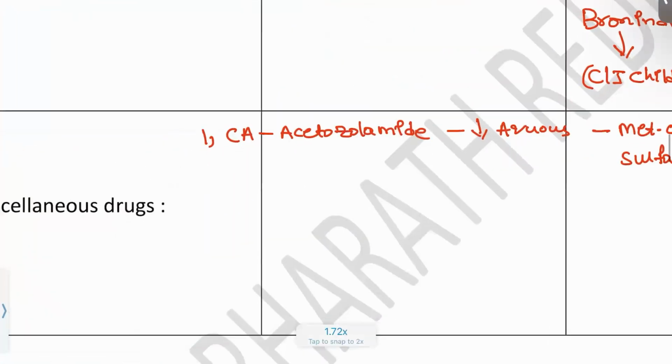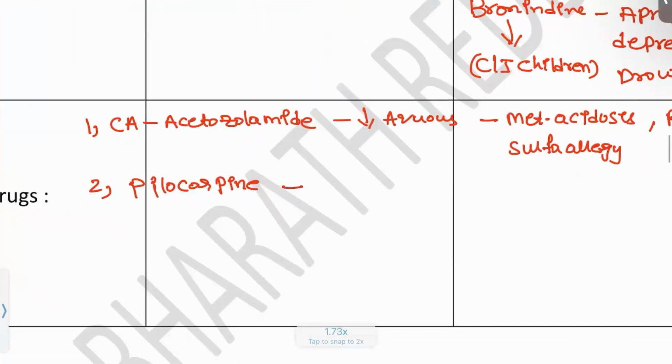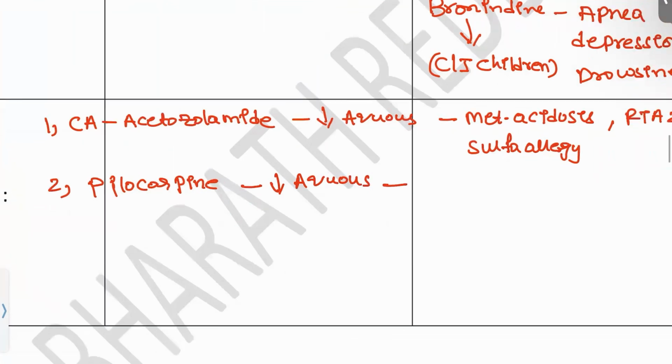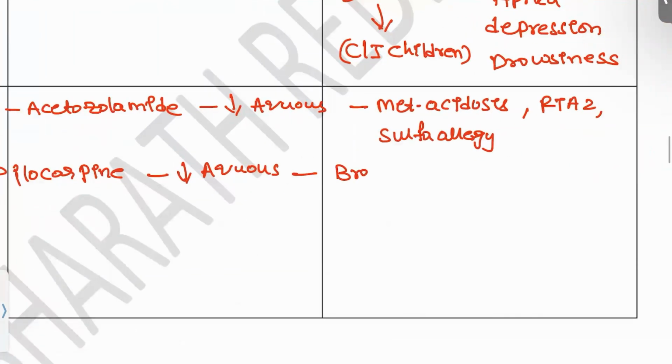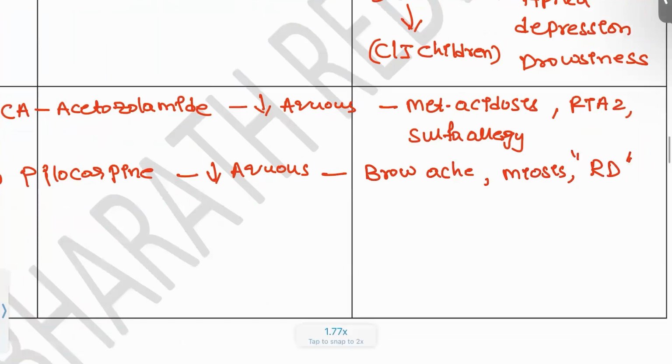And next, moving on to another type of drug, that is the miotics. Mostly the miotic that we can give is pilocarpine, and pilocarpine is usually also preferred in patients with closure angle glaucoma. So this will also decrease the aqueous production in the patient. After that, there is a high chance that the patient can have brow ache. Okay, the eyebrow can have pain, and also miosis, and rarely this patient can also have retinal detachment, which is rarely seen in this patient.